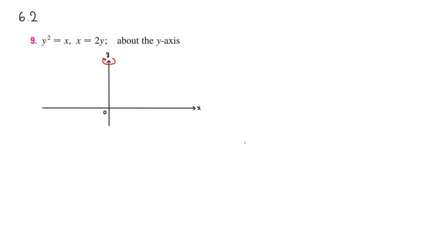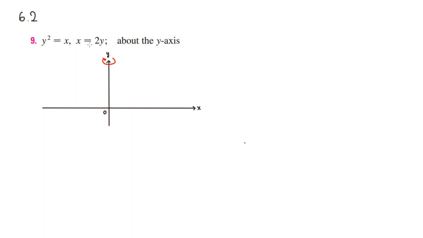Alright, let's look at section 6.2, problem number 9. We have a region bounded by y squared equals x, and x equals 2y, which is a straight line, and we rotate it about the y-axis. Alright, so let's do that.